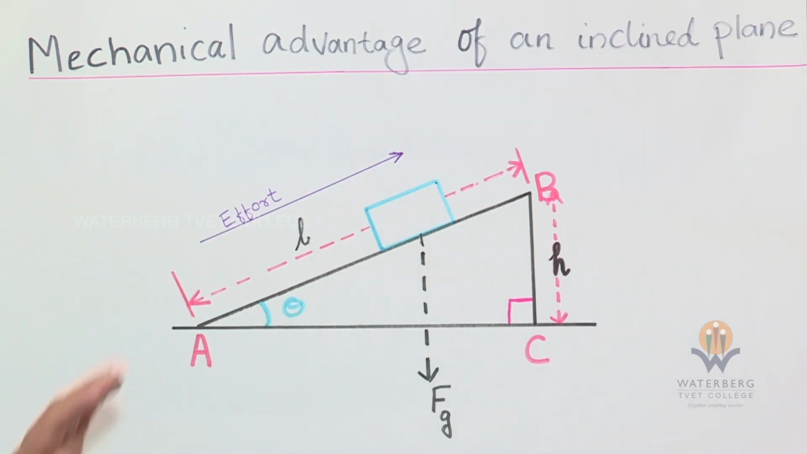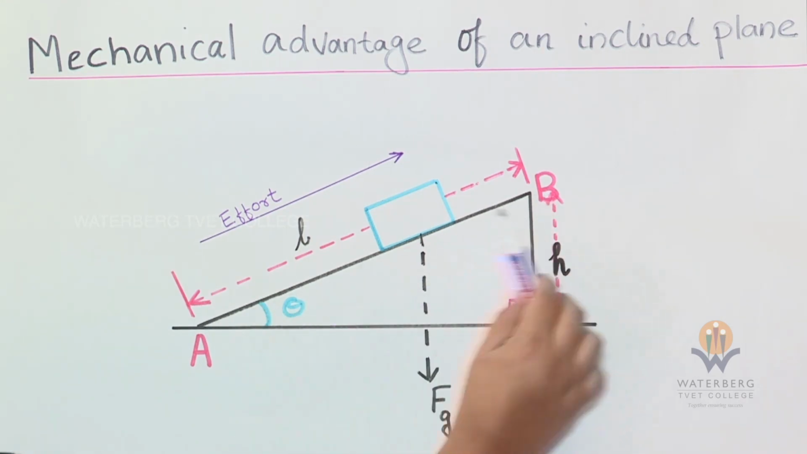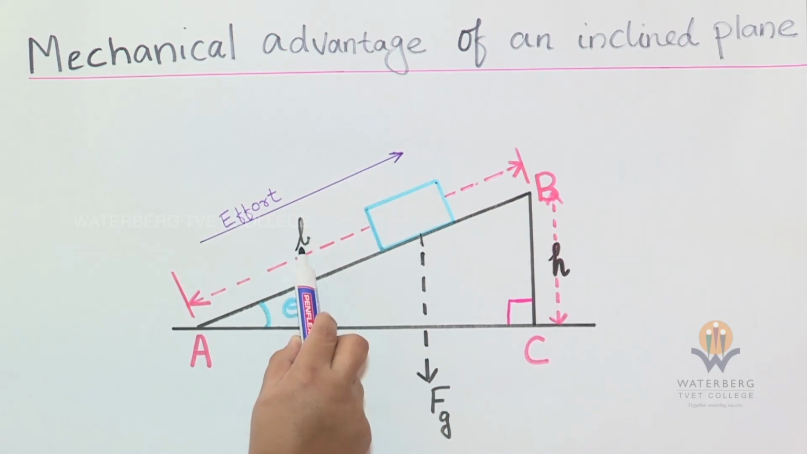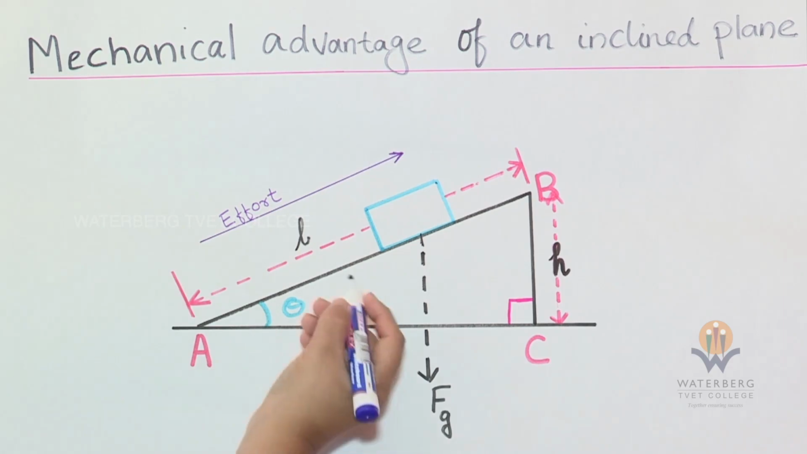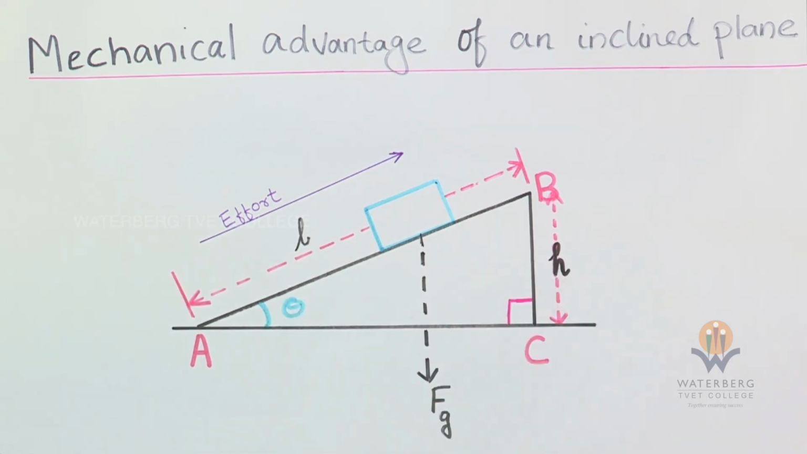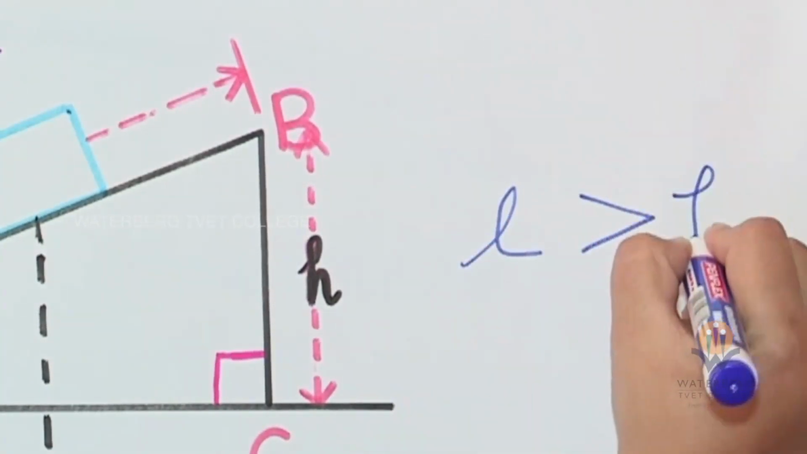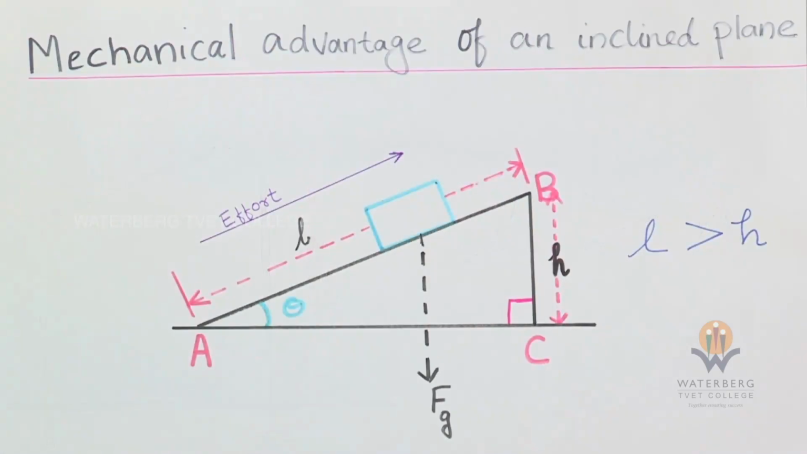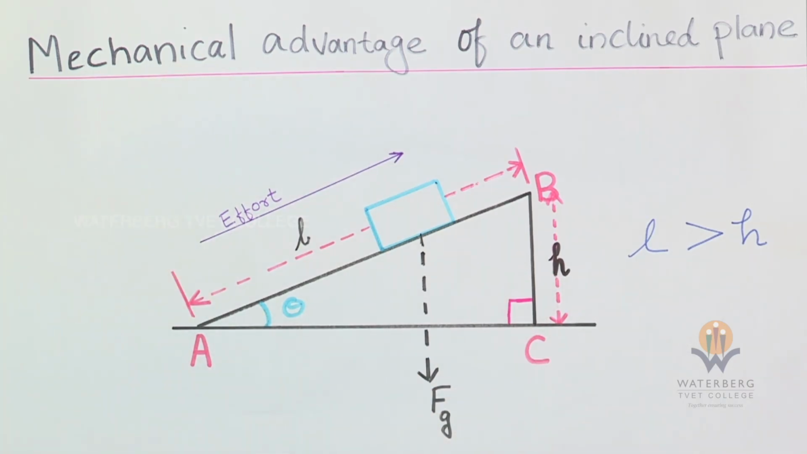If you look at this picture, we can see that the length of the incline is AB, this one. The length of the incline is L, and the height is H. So we can see that the length of the incline is longer than the height of the incline. That is, L is greater than H. Therefore, it is easy to lift an object from a lower surface to a higher surface because the length is greater than the height. Let's see the mechanical advantage of an inclined plane.